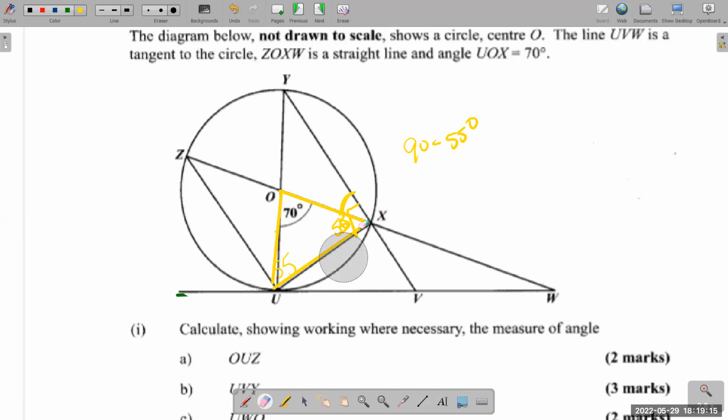What's another angle that we could find here? Anybody see the vertically opposite? Look at this here now. This is a straight line. So if here is 70, what is here? 110. And if there is 110, what is over there? 110 again. What is here? 70.